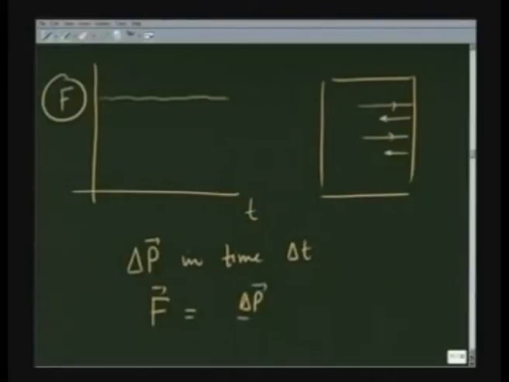In a box, or on the wall where the balls are hitting and going back, we again go back to how much momentum these balls are transferring to the wall per unit time. So, I will calculate the momentum transfer delta p in time delta t, and this force that I have written here on the left hand side top is going to be delta p over delta t.